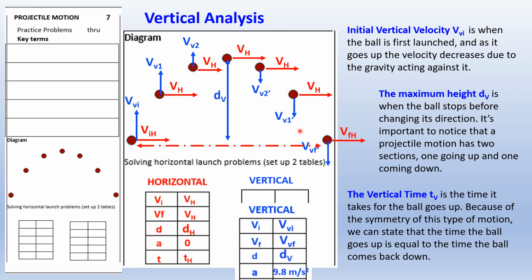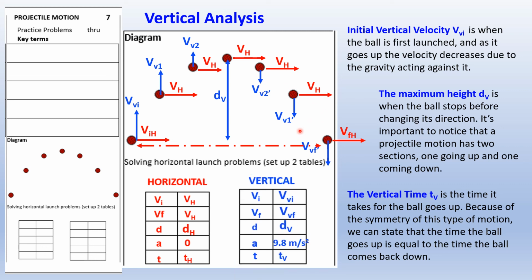Now for the vertical motion table, we are going to make some adjustments. Number one, this table needs to be going up. So as it goes up, the initial velocity is the initial vertical component that we need to calculate in terms of the angle. The final velocity going up is 0. And because it's decelerating, our acceleration of 9.8 meters per second square is negative.